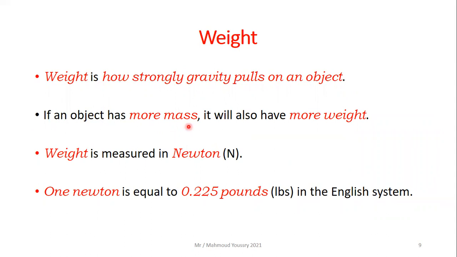If an object has more mass, it will also have more weight. Weight is measured in Newtons. We said that mass is measured in kilograms or grams, don't forget. So weight is measured in Newtons. 1 Newton is equal to 0.225 pounds. This is lbs, in the English system.